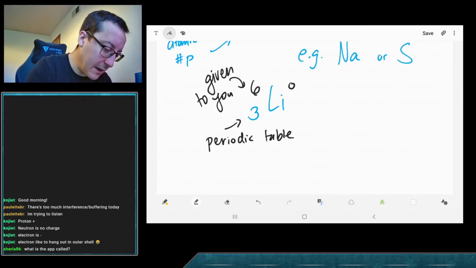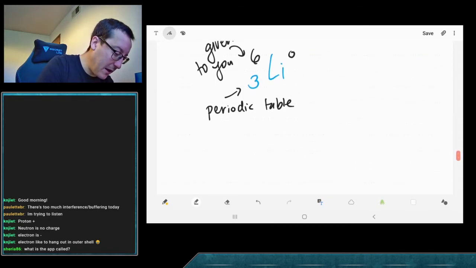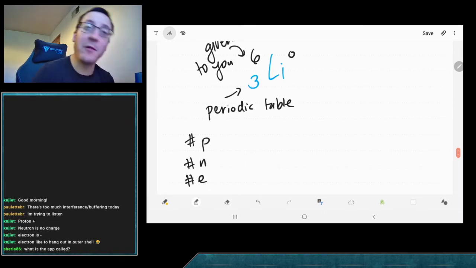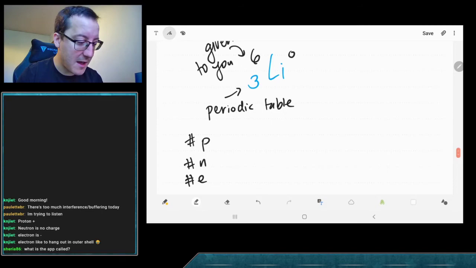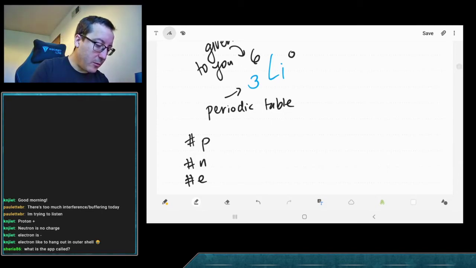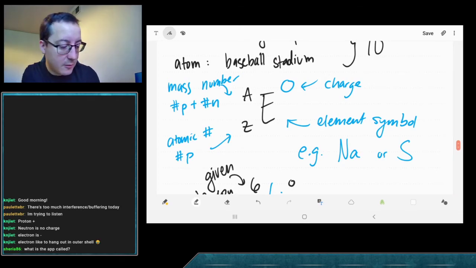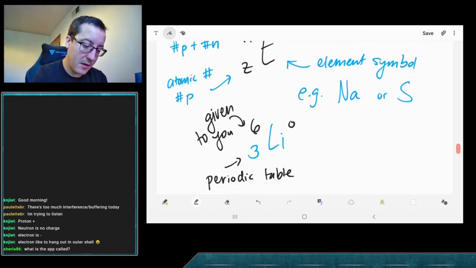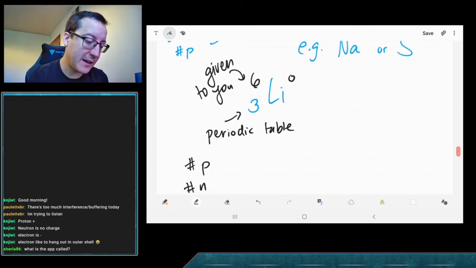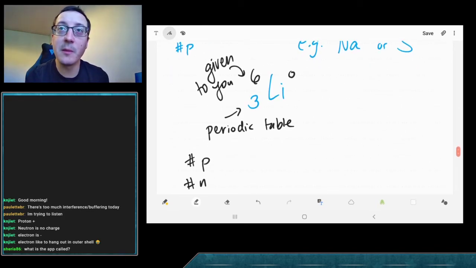Okay, so if we go ahead and look at this, we can try and figure out how many protons, how many neutrons, and how many electrons this particular lithium atom has. If we go back to what this AZE notation meant, the atomic number is our easiest one to go to. That one just tells us the number of protons right away. So if we look at this representation of lithium, there's a 3 on the bottom. That tells us there are 3 protons.